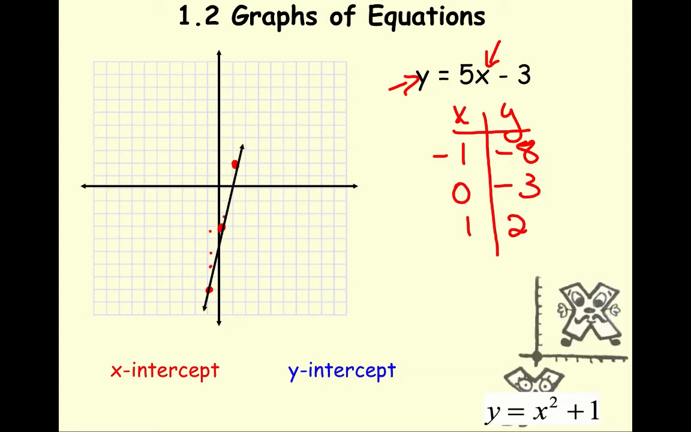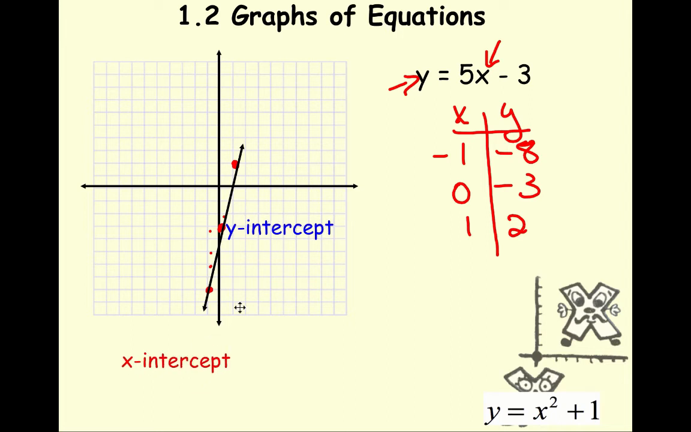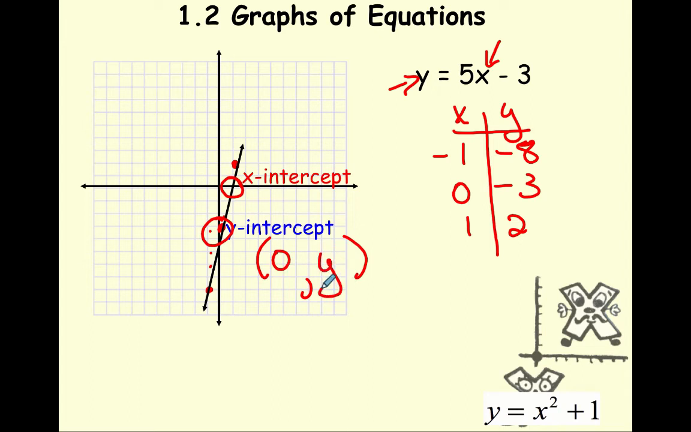Okay, and as a reminder, this point where the graph is crossing the y-axis is called the y-intercept. And this point where the graph crosses the x-axis is called the x-intercept. Just as a reminder, a y-intercept is also defined as the value of y when x is 0, and the x-intercept is the value of x when y is 0.